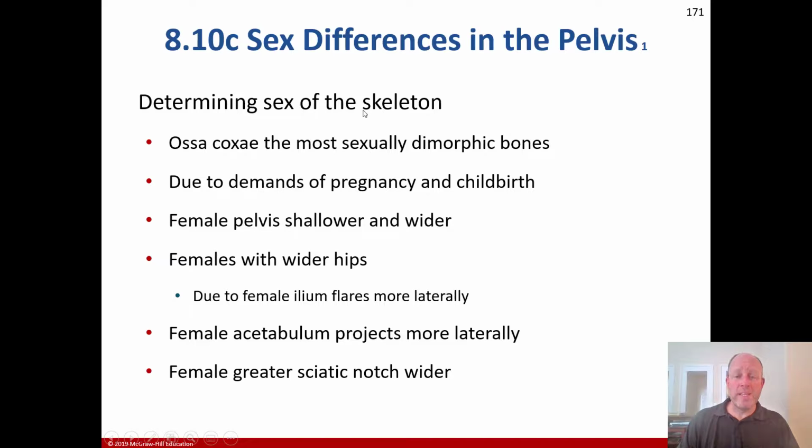As far as determining the sex of the skeleton, the os coxae are the most sexually dimorphic bones. Due to demands of pregnancy and childbirth, you can actually determine a little more about what's going on in the skeleton by taking a look at the pelvis. The female pelvis is shallower and wider. Females typically have wider hips due to the female ilium flaring more laterally, and the female acetabulum projects more laterally as well. And the female pelvis has a greater width to the sciatic notch.